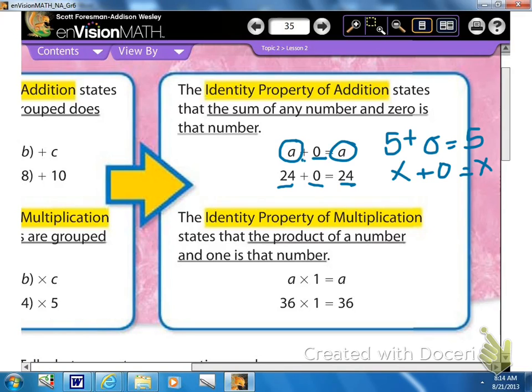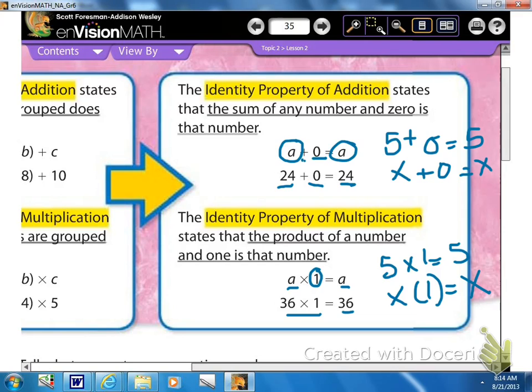Whereas if we talk about the identity property of multiplication, well, it can't be 0, because any number times 0 is 0. Well, it is 1. Any number times 1 will get you that number. 36 times 1, well, that's 36. 5 times 1, well, that's 5. So any number, and this is why we don't use that multiplication sign, times 1 is going to get you that number.